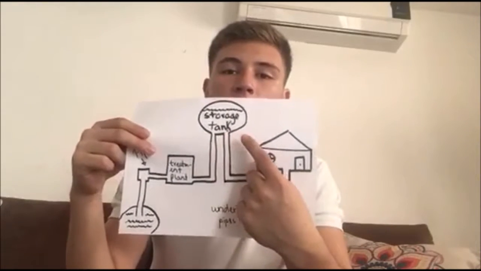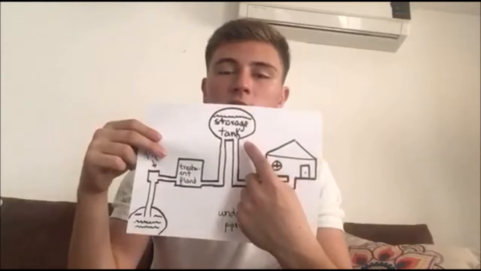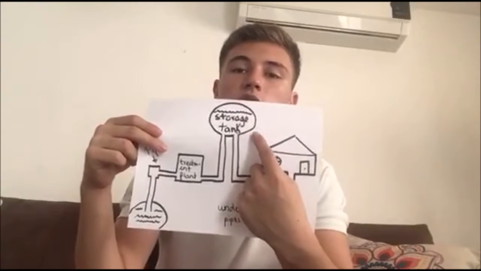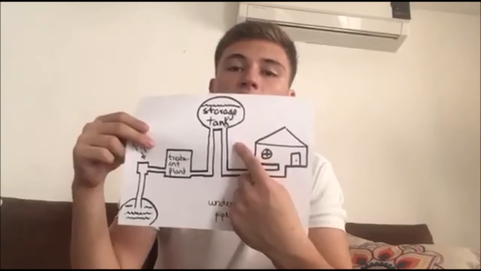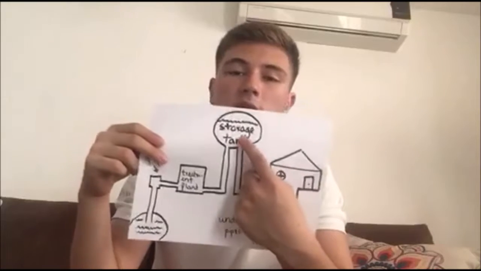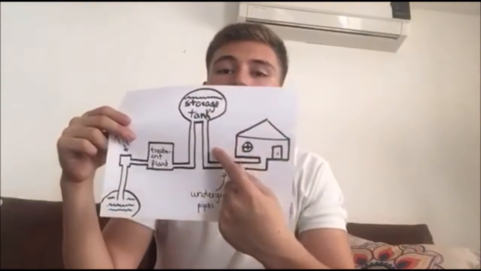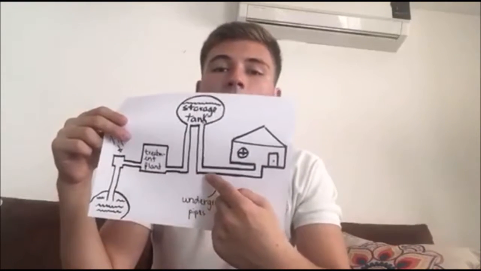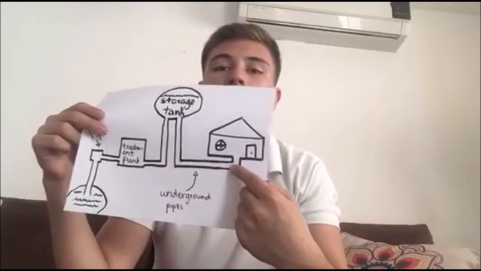As you can see, the storage tank is above normal buildings. This is because of the pressure, so it won't affect the water getting to the houses. Then it goes down to an underground pipe, and that's how the water gets to the houses.